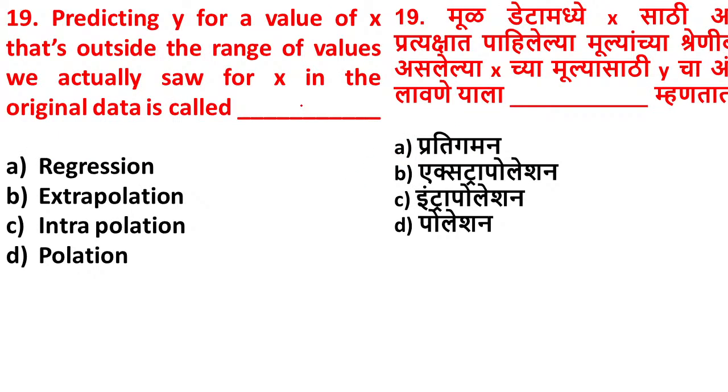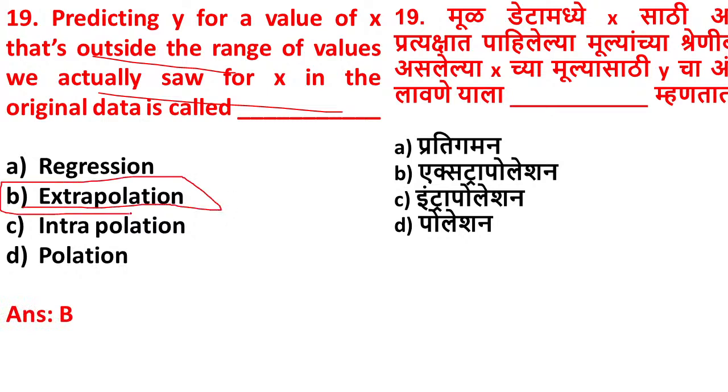Question number 19. Predicting y for a value of x that's outside the range of values we actually saw for x in the original data is called: option A regression, option B extrapolation, option C interpolation, option D polation. Yes, here the right answer is option B, extrapolation.